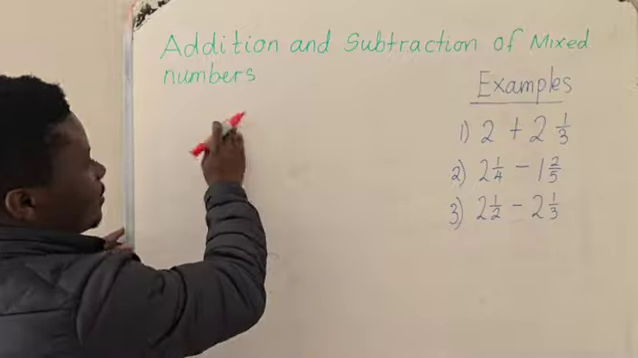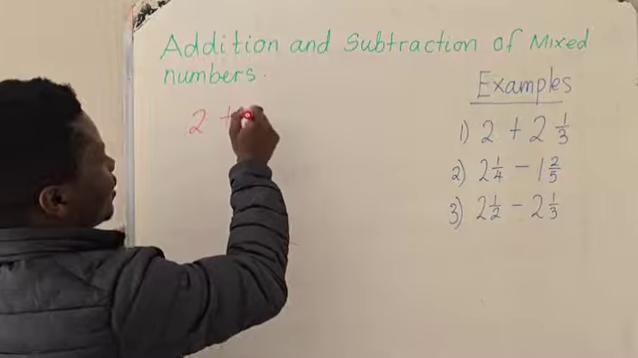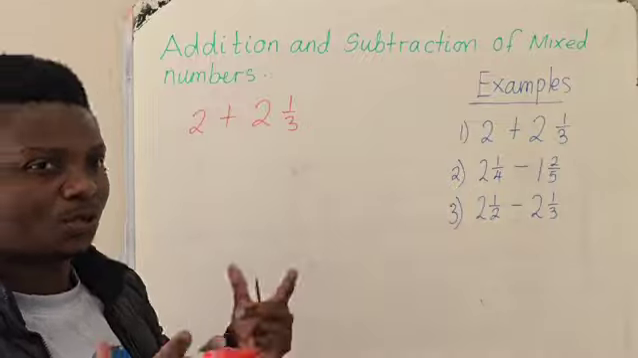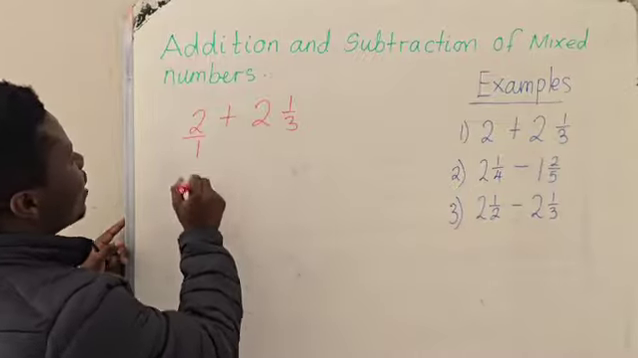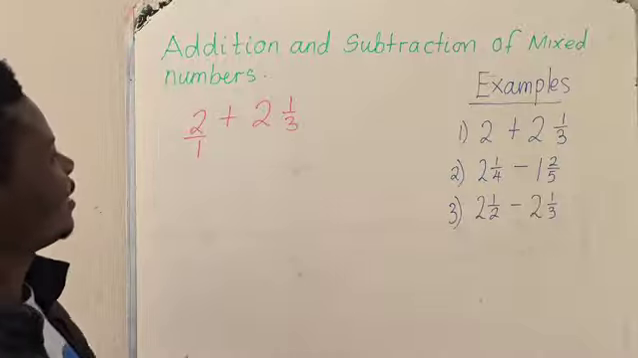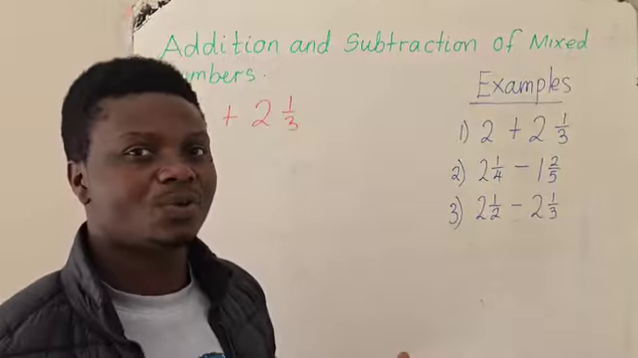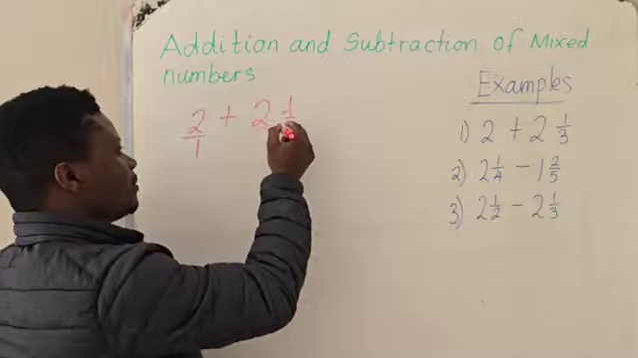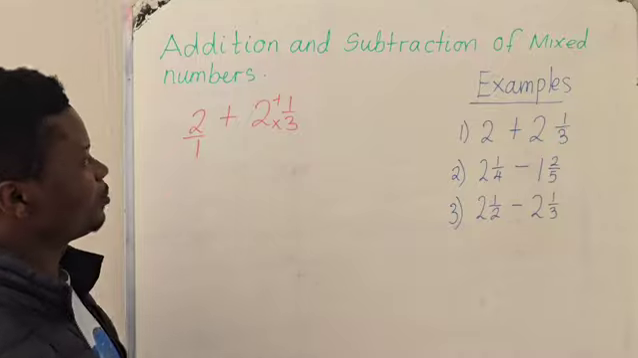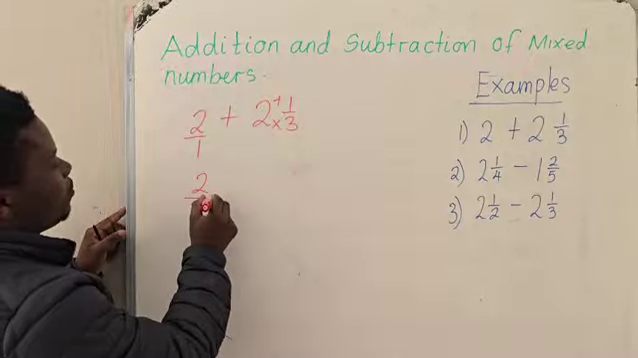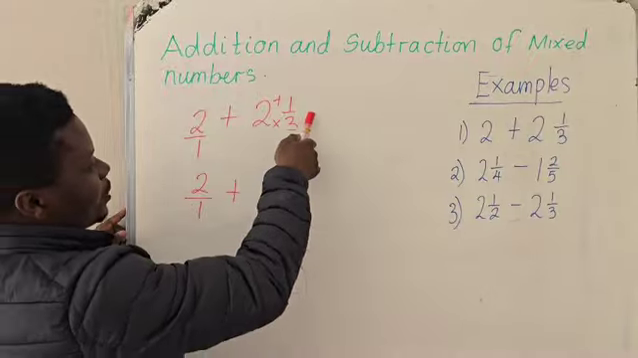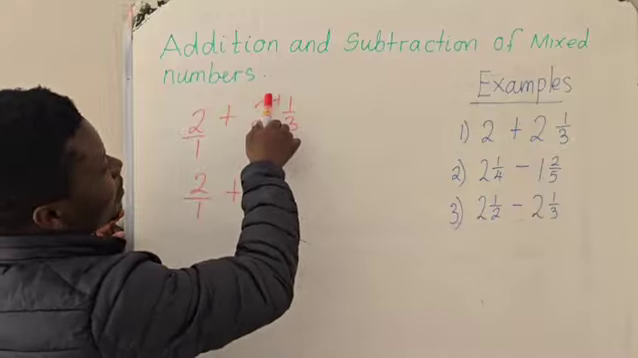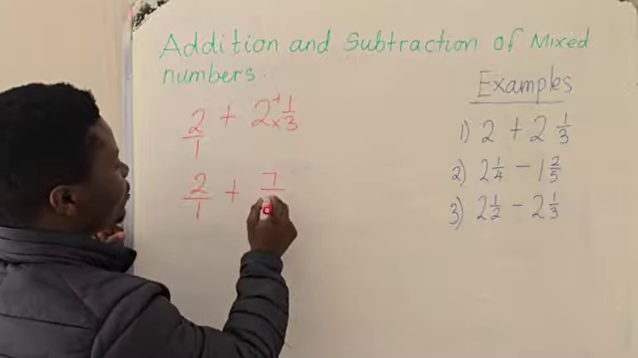So the first one says 2 plus 2 and 1 over 3. The first thing that I have to do is to render everything a fraction, so 2 over 1. So now I have a fraction and there's a fraction there. Since this is a mixed number, I have to change it to an improper fraction. And how do we do that? You multiply this denominator times this whole number, and the answer that you get, you add to your numerator. So right now I have 2 over 1 plus, I'm changing this mixed number to an improper fraction, 3 times 2, that's 6. 6 plus 1 is 7 over your denominator 3.